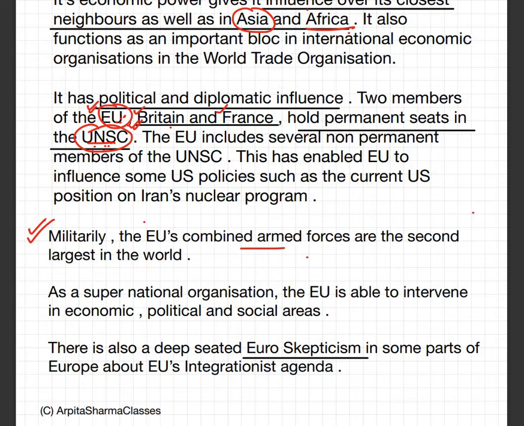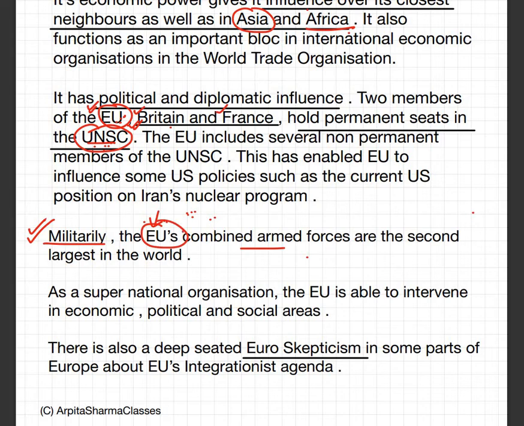Military of the European Union. If we see militarily, the European Union's combined armed forces are the second largest in the world. And this is not a small thing. It is very easy to read it, but it's very, very grand when you see it on the field. Reading it doesn't seem so impactful, but when you see it in the field, you will see how strong and how super powerful the military influence of the European Union is.